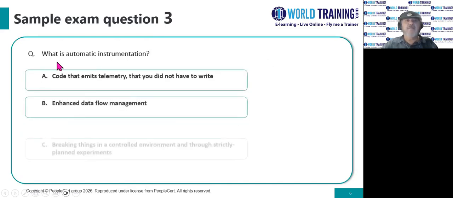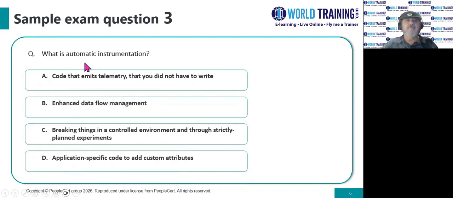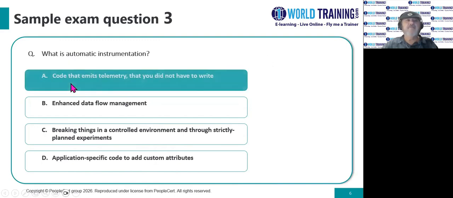Question 3, what is automatic instrumentation? The first answer, code that emits telemetry that you did not have to write. So that's a good answer. Enhanced data flow management, no. Breaking things in a controlled environment, no, that's more about chaos engineering. D, application-specific code to add custom attributes. Well, it's a little related, but the best answer here is A, code that emits telemetry that you didn't have to write.